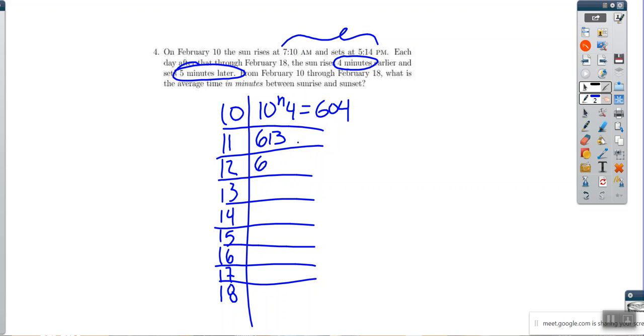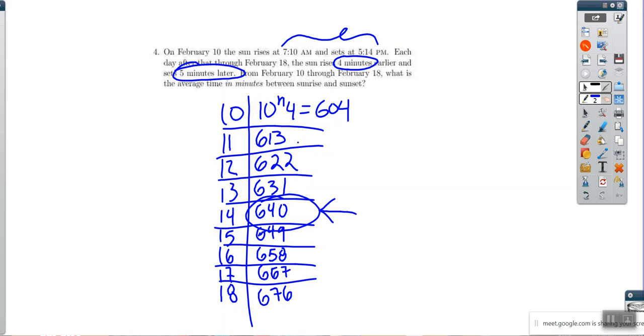Okay. So that's 22. So 9 more minutes is 6:31, 6:40, 6:49, 6:58, 6:67, and 6:76. All right. And then you add all those together and divide it by 9, because that's the number of days. You get 640 minutes. Or you could just look at the day that's in the middle.